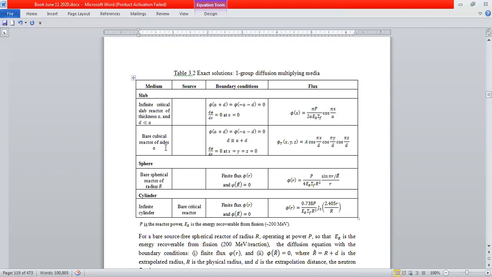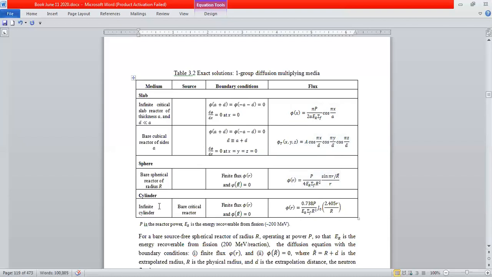For a bare cubical reactor of size a, now this is a three-dimensional problem, so it's just an extension of the 1D. Now the flux, and I've subscripted it with T, which means thermal flux, because most of the nuclear reactors are thermal reactors. They produce thermal flux. So let's say it's phi_T as a function of x, y, z, and it's this three-dimensional thing, which is just an extension of the same shape of cosines in the three directions. A spherical reactor has a sin(r)/r kind of flux.